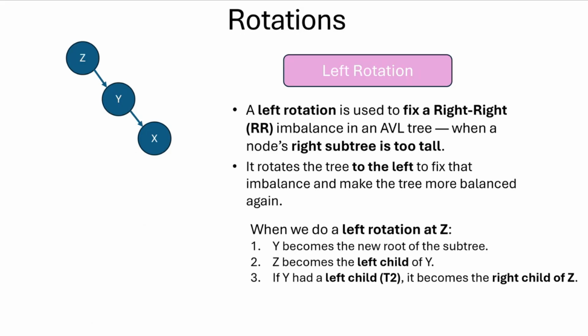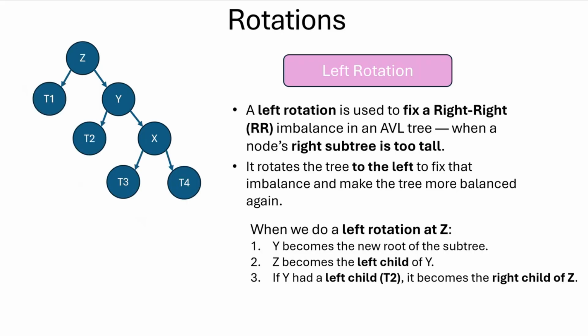What are the steps here? We do the left rotation at Z, which is our root of the smallest unbalanced subtree. When we do the left rotation at Z, Y becomes the new root, and Z becomes the left child of Y. Why left child of Y? Because Z is less than Y, right? That's why Z will become the left child of Y, to maintain the binary search tree property.